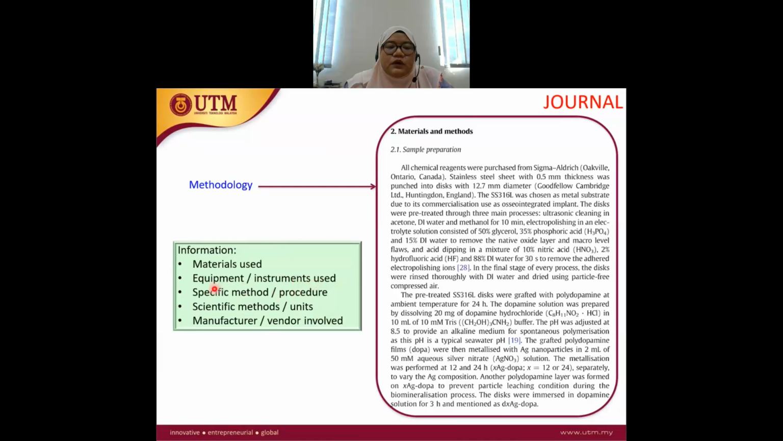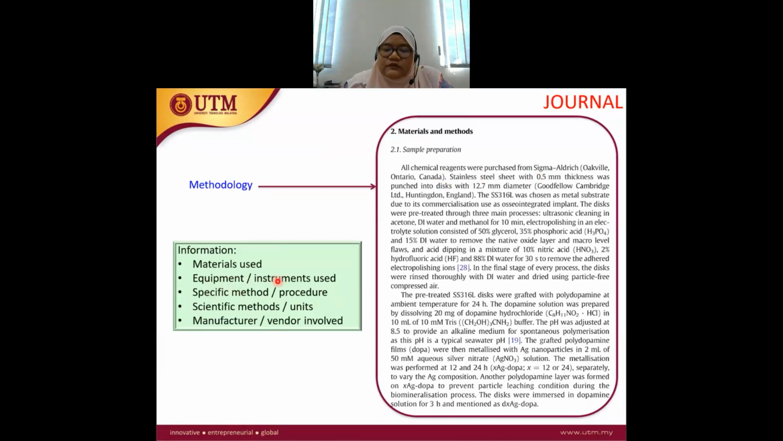Okay, so for the materials used, as you can see here, all chemical reagents are purchased from Sigma Aldrich. Sigma Aldrich is a company that sells chemical reagents, and it is well known in the whole world. So if you are doing the same thing, you can copy what they did and buy from the same company also.